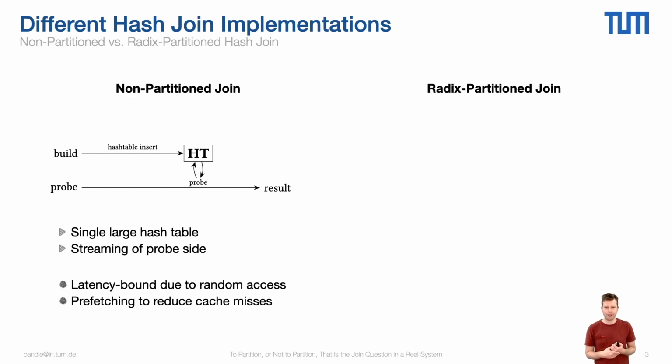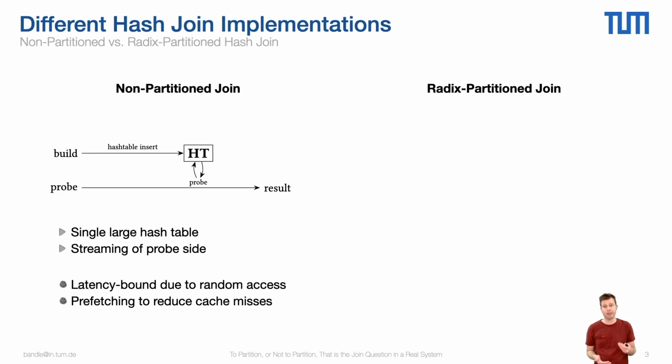The problem here is that it might be latency bound when the hash table is large, because in a large hash table, potentially each access to the hash table would lead to a cache miss because we have random access, and then we're latency bound because we have to wait on the data to arrive and we can continue processing the tuples.